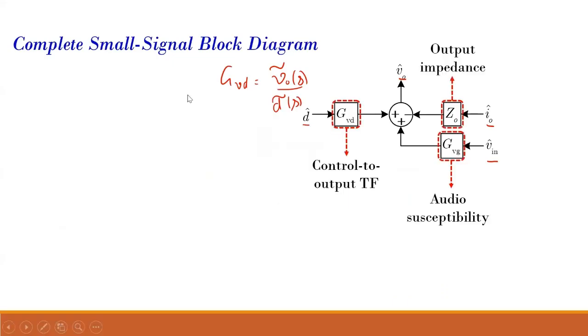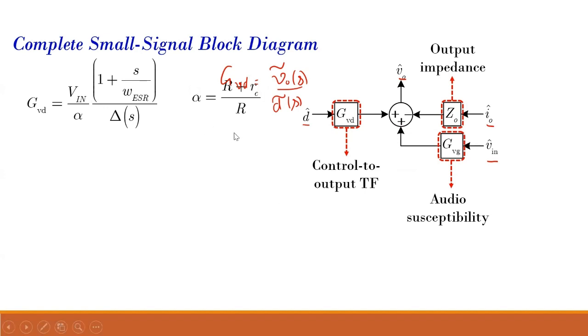When we find a transfer function, that is, the control to output transfer function GVD, it is equal to V upon alpha, times 1 plus S upon omega ESR, divided by delta S. The alpha is R plus RC upon R. Now my RC is the ESR of my capacitor. R is my load resistor, etc. And delta S is my characteristic equation, which we will show later.